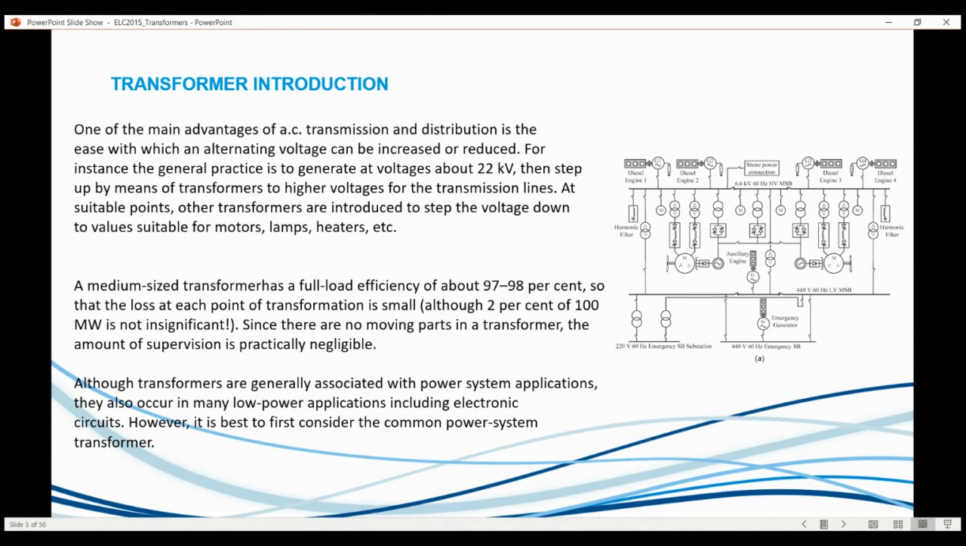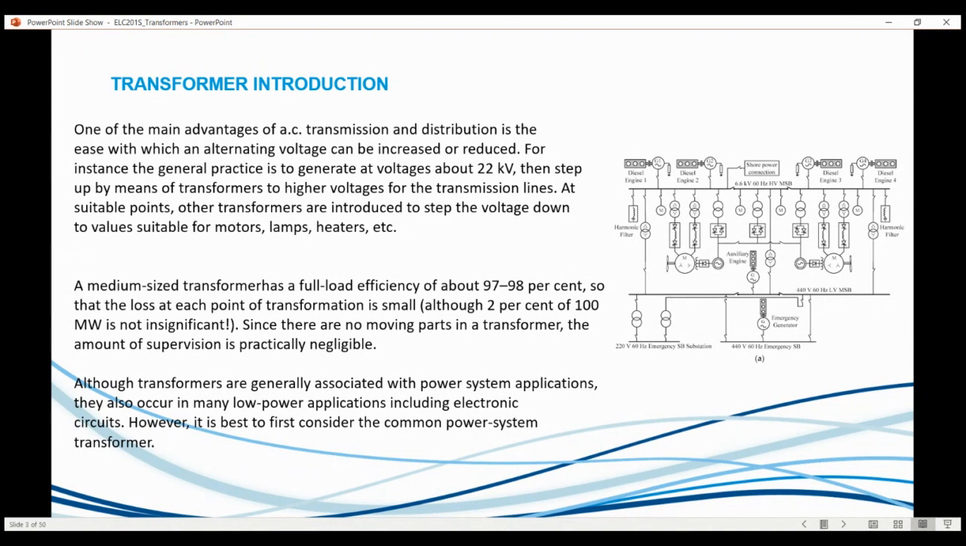At suitable points, other transformers are introduced to step down the voltage to values suitable for motors, lamps, and meters. This is exactly what I was talking about. It's exactly the same over here, where our diesel generators will push out 6.6 kilovolts, or you can also get 3.3, I think, 11 kilovolts as well. And not all copper needs to run on high voltage, so we have a device in the middle which can easily step down and step up the voltage, right? But they're stating some more introduction there.